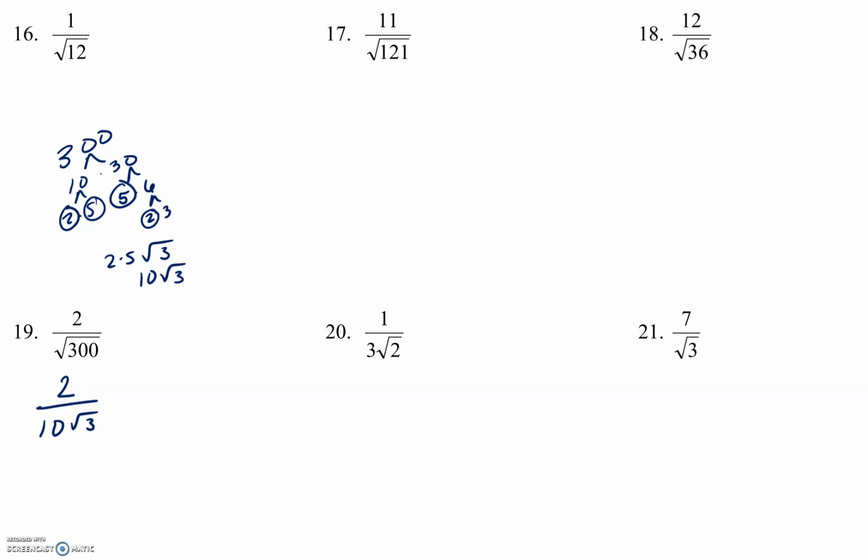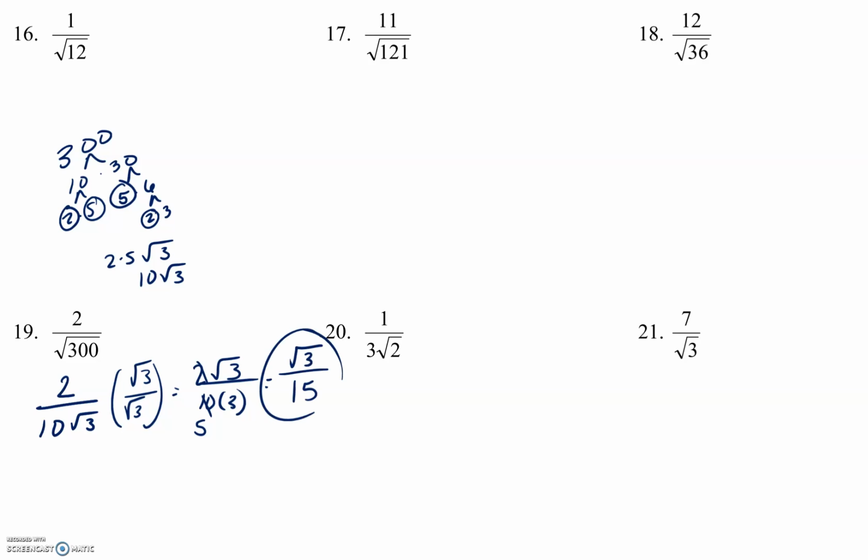All right. You can simplify at this step. You can simplify pretty much at any step in this problem. But I'm going to just go ahead and multiply and then do all my simplification in one step. 2 radical 3, 10 times 3. 2 goes into 10 5 times. Radical 3 over 15.